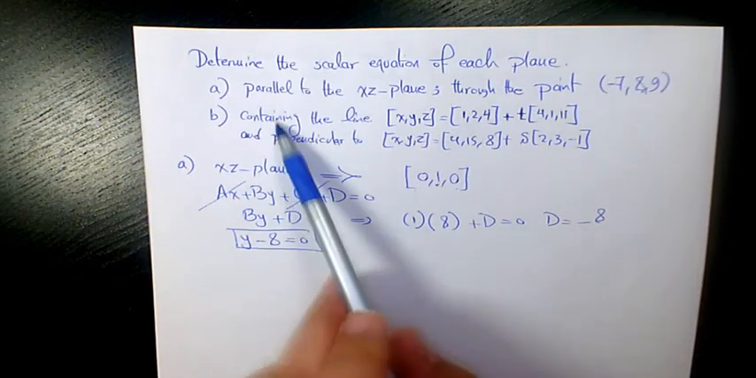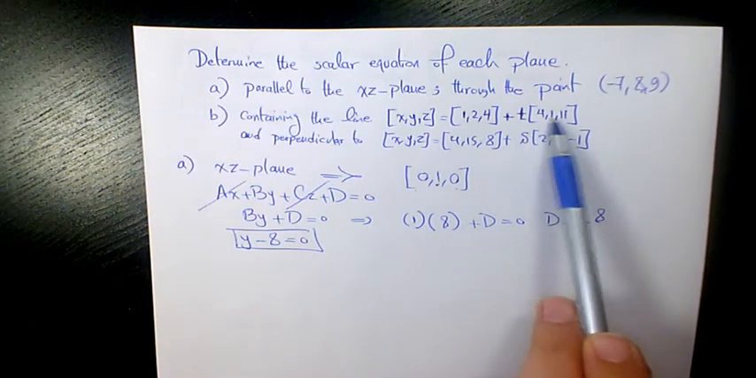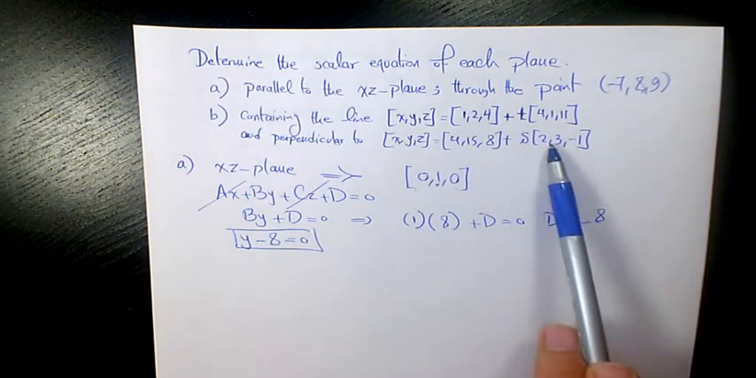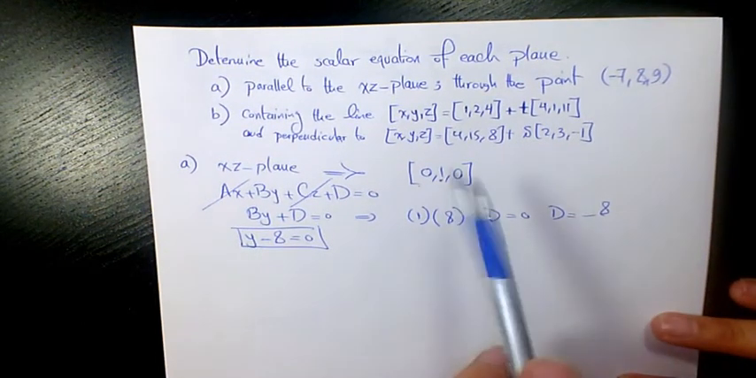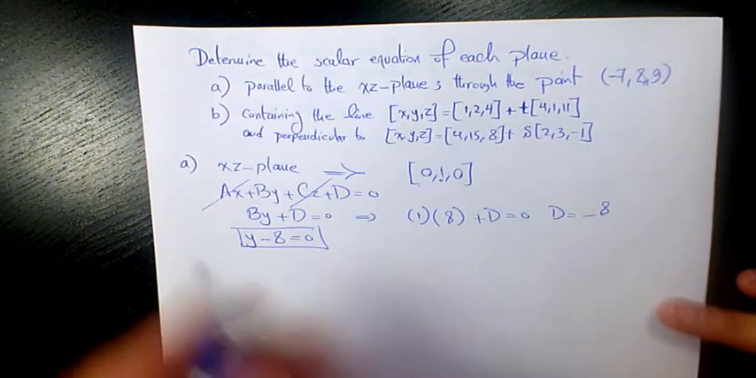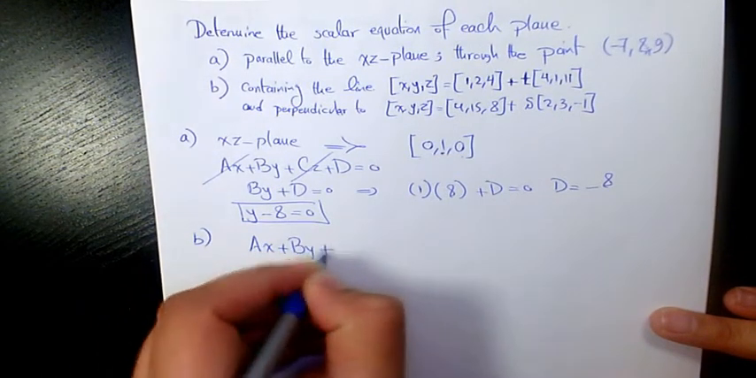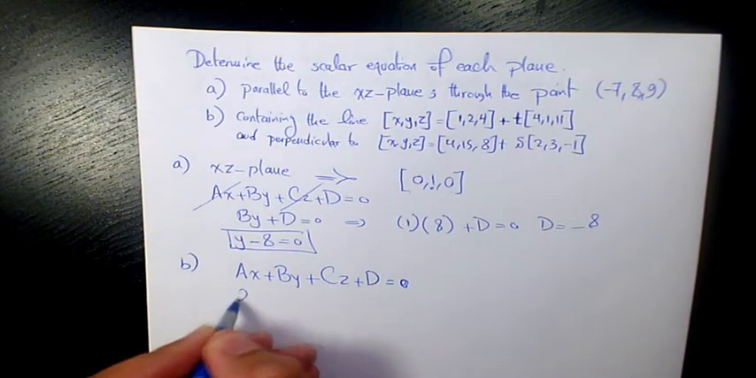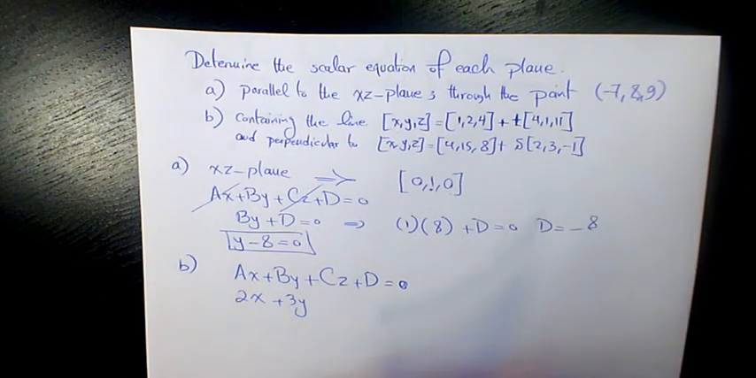Next one, it says containing the line xyz equals 1, 2, 4 plus t times 4, 1, 11 and perpendicular to 4, 15, 8 plus s times 2, 3, and negative 1. So since it says perpendicular to this vector, it means that the direction is the same as our A, B, and C. So when we have ax plus by plus cz plus d equals 0, the normal is going to be: a is 2, b is 3, and c is negative 1.